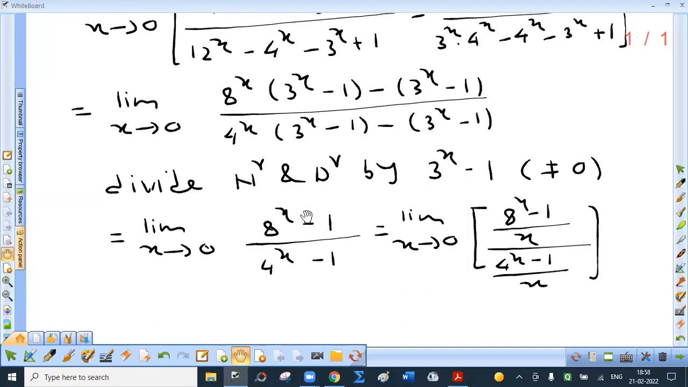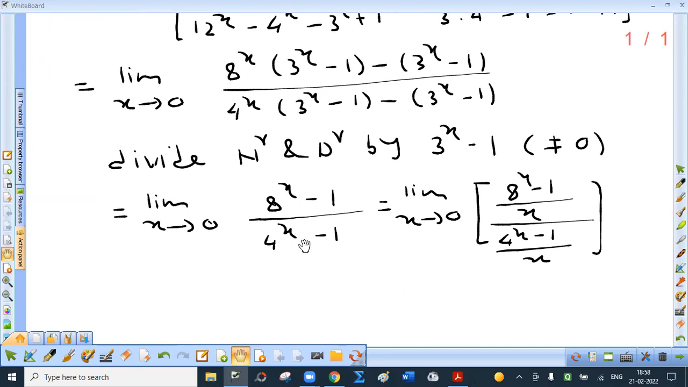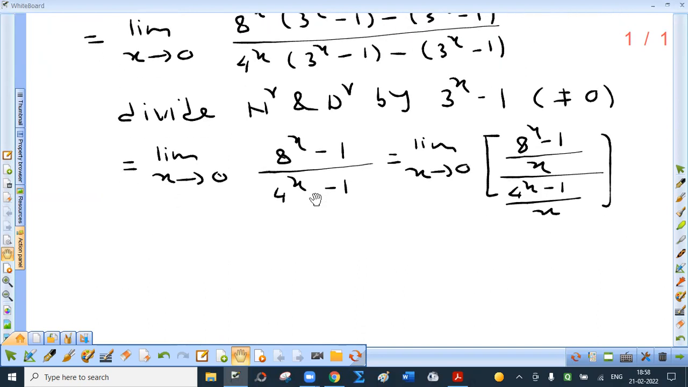Now, this is not standard limit. So you have to divide numerator and denominator by x. Of course, we have to mention the reason that division is valid because x only tends to 0. X is not equal to 0. Limit of quotient is limit of numerator upon limit of denominator.